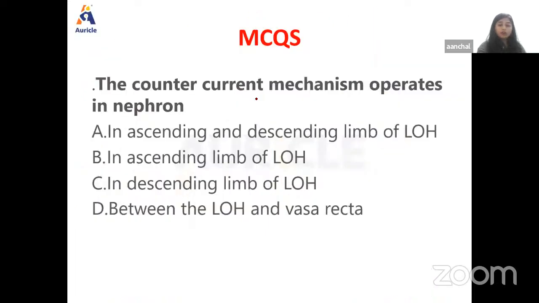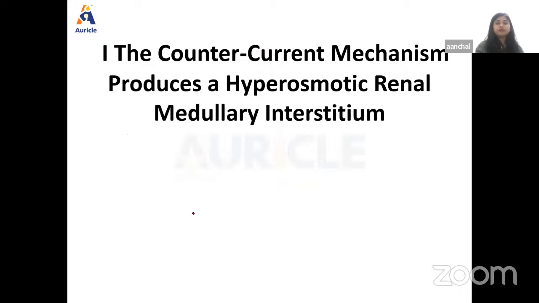Okay, we have a question. The countercurrent mechanism operates in the nephron. Every student knows this answer: does it operate between the ascending and descending limb of the loop of Henle, or between the loop of Henle and the vasa recta? Yes, the answer is between the loop of Henle and the vasa recta.